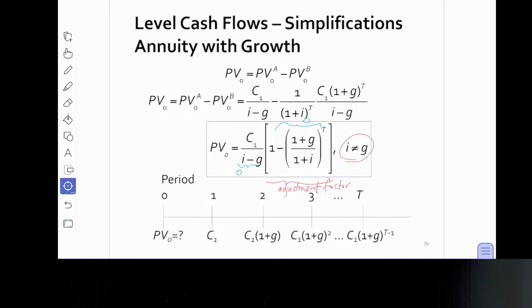Now, is there no answer when I equals G? No, there is an answer, okay? There is an answer, and what you have to do, you can't use this formula. You have to do it by first principles, and I'll show you an example of that. Anyway, you'll see it in the notes if I don't get there.